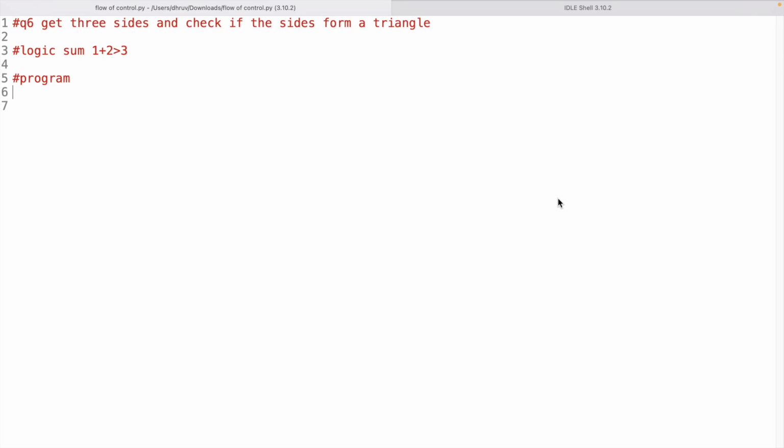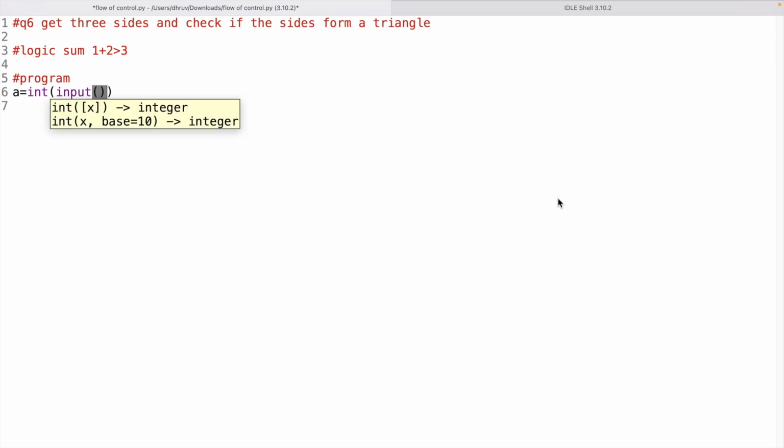So in this question, they're asking us to get the three sides from the user and check if these sides form a triangle. The logic here we have to use is the sum of any two sides of the triangle should always be greater than the third. So only then it can be said as it is a triangle. So let us now write the program.